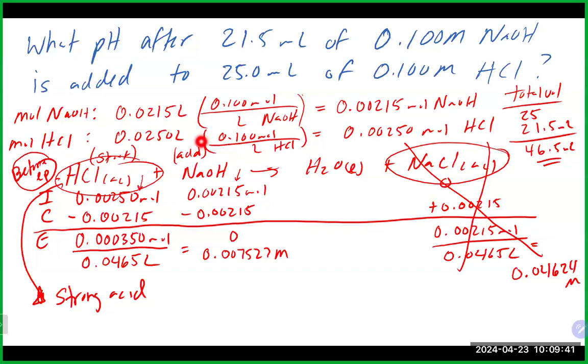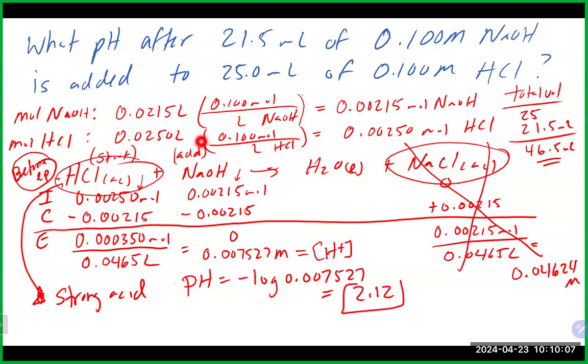Now that we know how it's changed, we can go right into our pH equation, because that's HCl, which means that will be our H plus concentration. So the pH in this case is minus the log of 0.007527, which gives us a pH of 2.12 at this point in the titration.